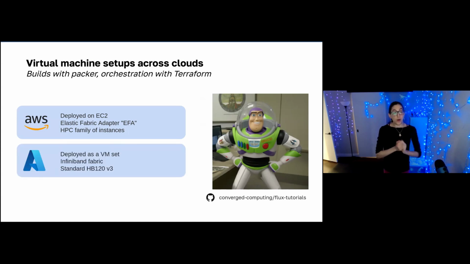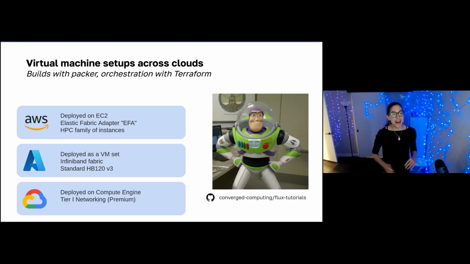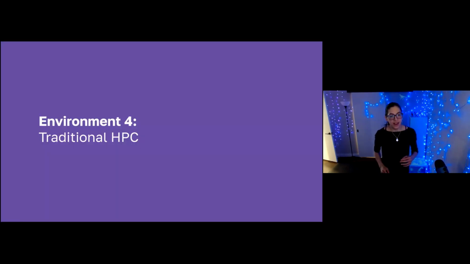On Azure, we deploy it as a VM set. We use InfiniBand fabric, and at the time we made it, we used the standard HB120v3. I believe we're a few generations later than that because we cannot keep up with the generations of these instance types. And finally, on Compute Engine, we use Tier 1 networking, and you could also use one of their compute-optimized families with the Titanium microcontrollers.